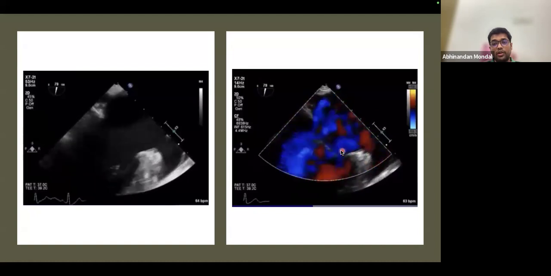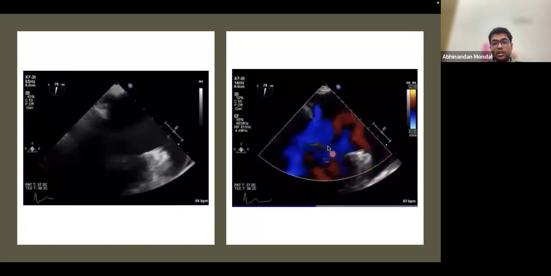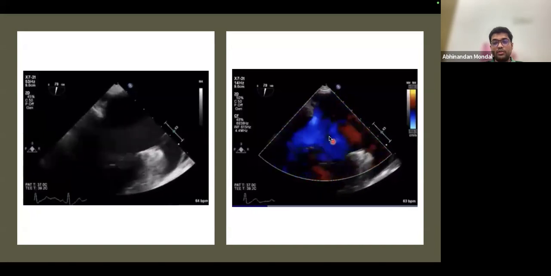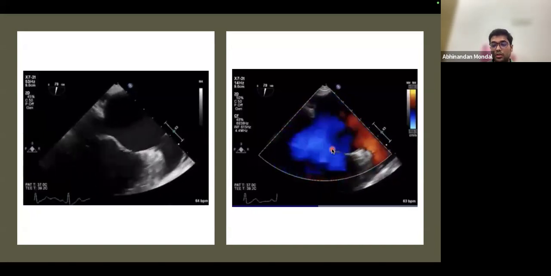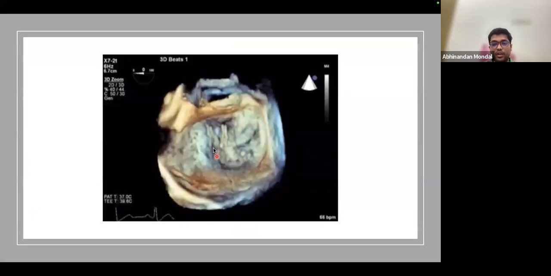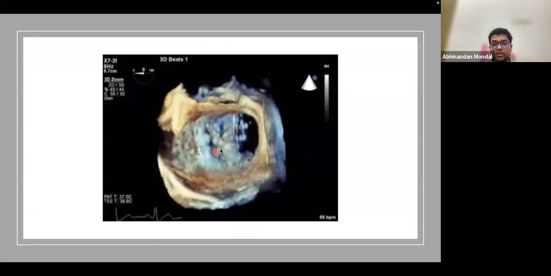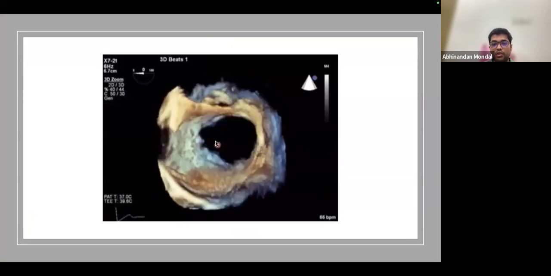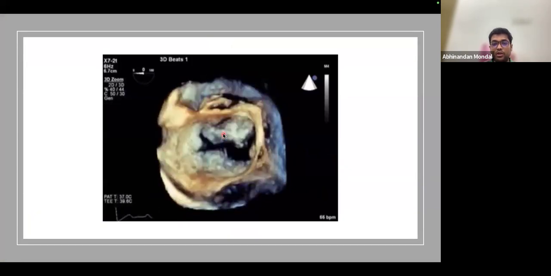You put color Doppler over here. You can see the jet is above your A2 segment. Now you can see this is the P2 segment and you can also appreciate the ruptured chordae.